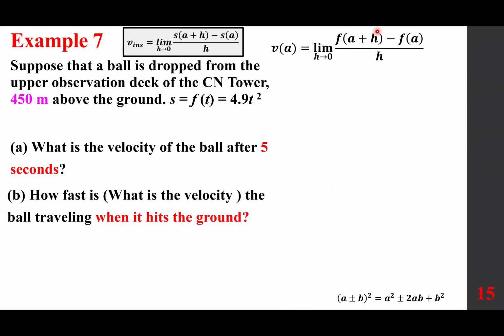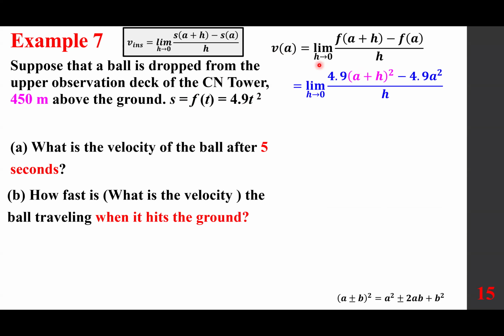What is f of a plus h? You go to this formula, you get 4.9 times a plus h quantity squared minus what is f of a? Minus 4.9 a squared. So we are keeping it at a. In the next section, we would go, because this is v of t in essence. Doesn't matter. All right. A plus h squared is a squared plus 2ah plus h squared.